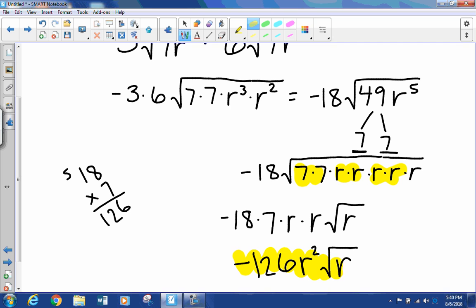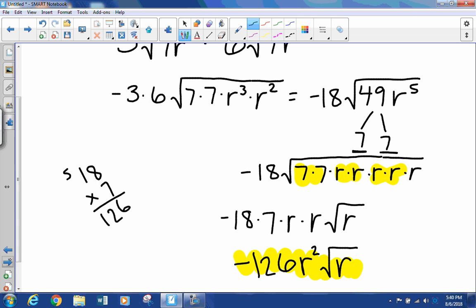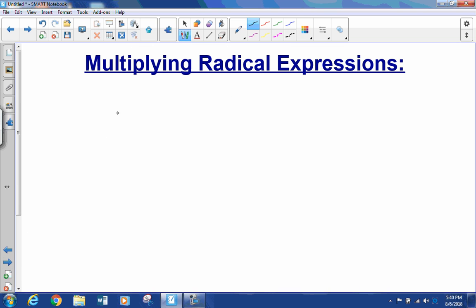One more example I want to show you is probably one of the more complicated ones you could expect to have, but I'm going to break it down for you step by step so that you're able to answer a problem even that looked like this.